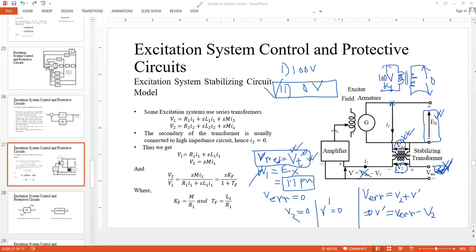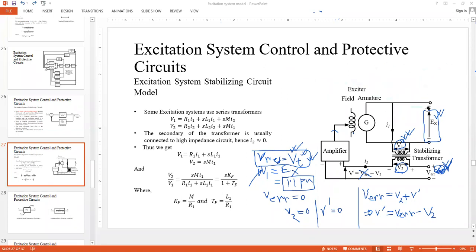Okay. Now let's come to the scenario of what will actually happen when there will be some positive or negative V error, whatever. There will be some non-zero V error.